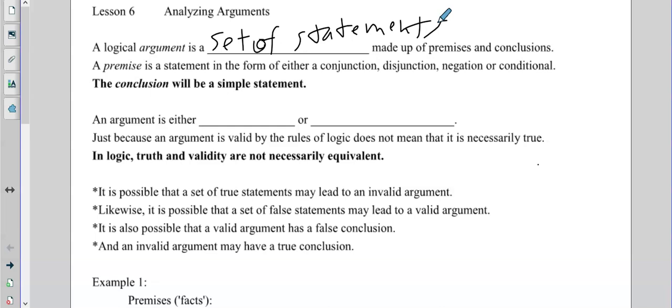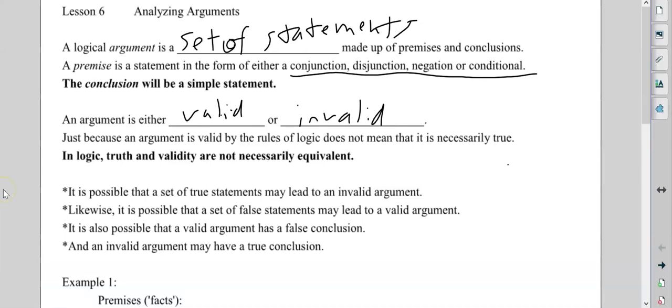Okay? A premise is a statement in the form of either conjunction, disjunction, negation, or conditional. So these are new terms. Okay, these are brand new terms. We will be going over, okay, what they mean. And then an argument is either valid or invalid. Notice, not saying true or false, valid or invalid. And there's going to be justifications and rules for this, and we'll have charts and everything to go by. It seems kind of scary at first, but it's really not that bad. Just got to get into it.